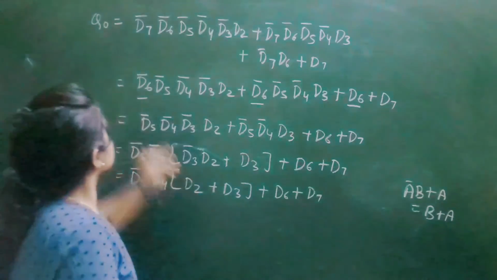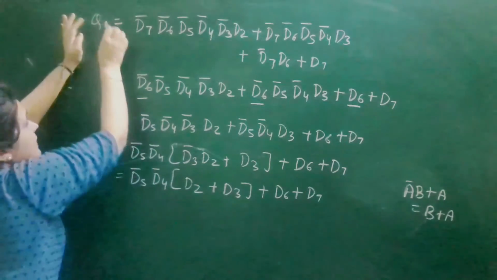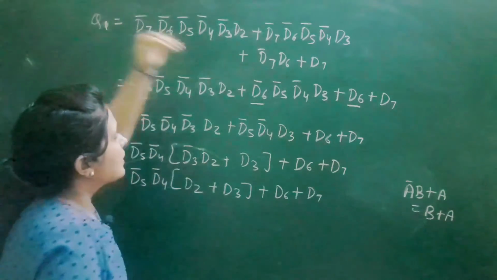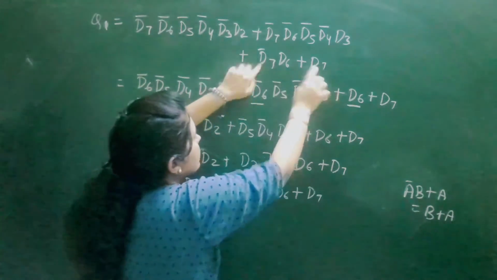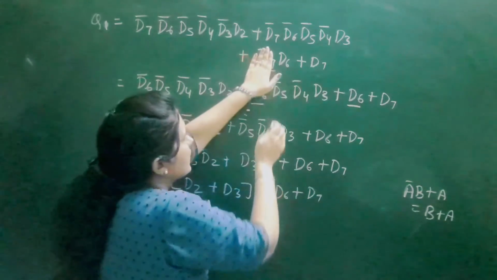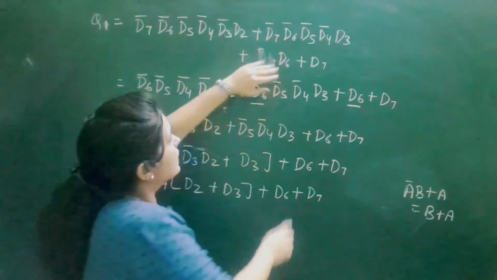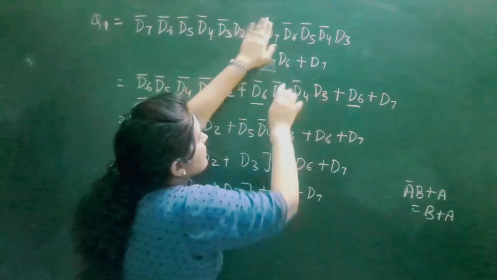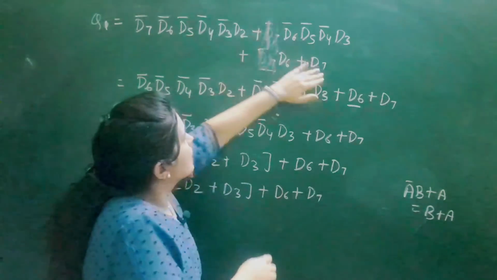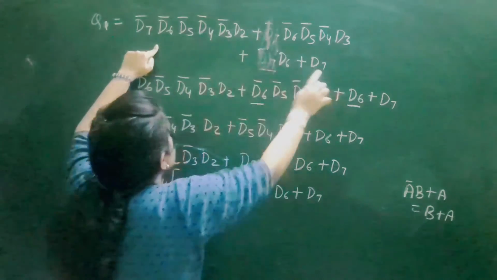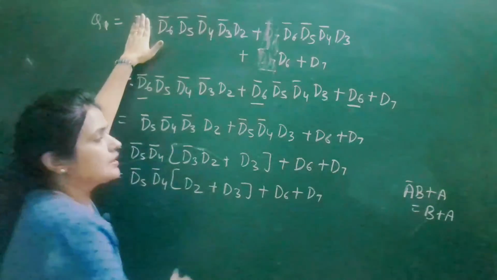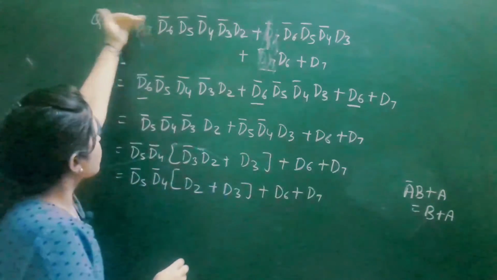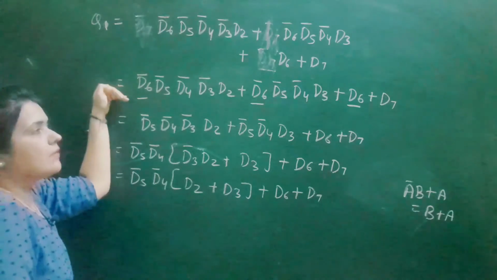Now I have to simplify the expression for Q1. This is the expression for Q1. If we take these two terms together, D7 can be eliminated, so the result will be like this. If we take this term and this term together, D7 can be eliminated following this rule. So the next step will be this.